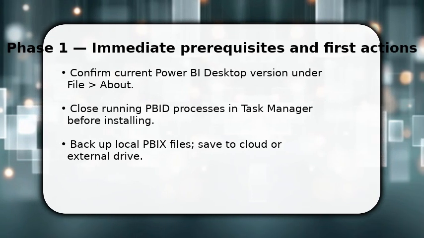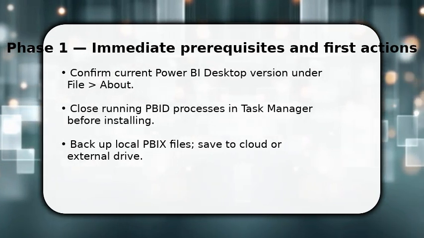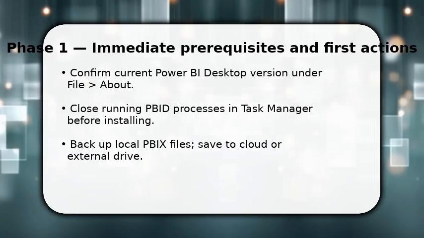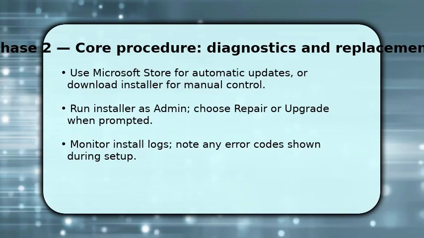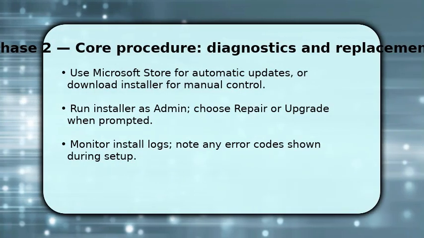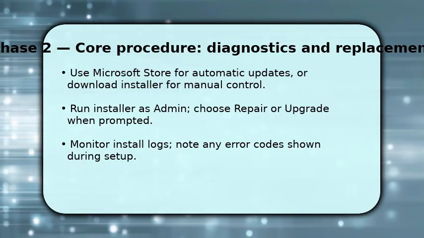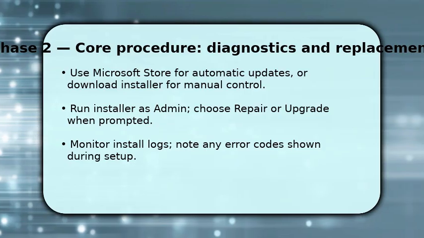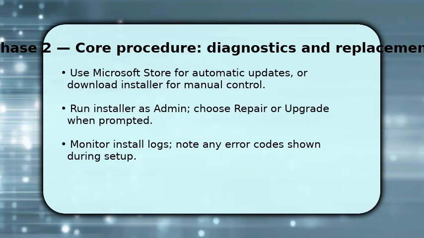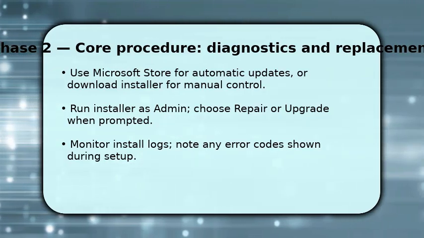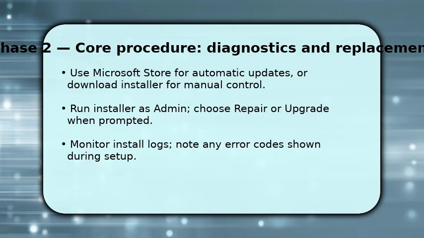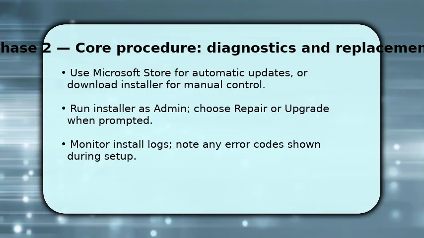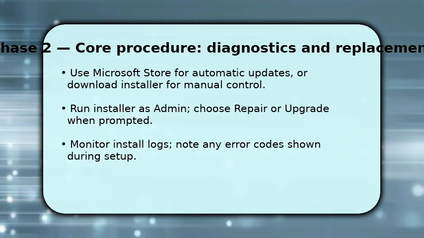Now open the Microsoft Store or installer to begin downloading the update. You'll proceed to the core installation steps and handle common decision points. If you use the Microsoft Store, click Update to let it replace files automatically. This preserves your settings. For manual control, download the latest installer, run it as administrator, and choose Upgrade or Repair when the wizard appears so configuration stays intact.